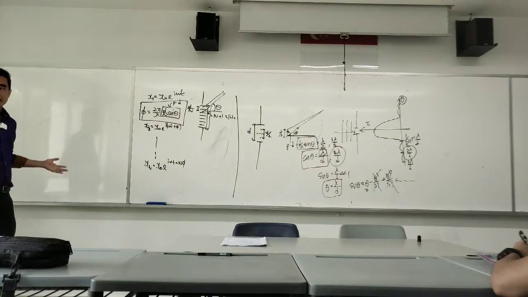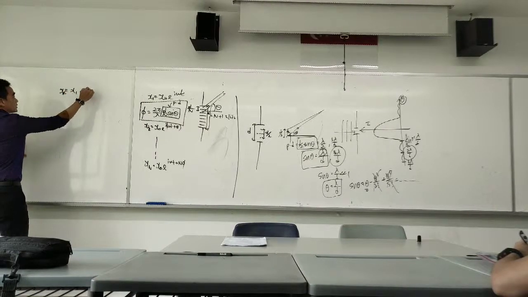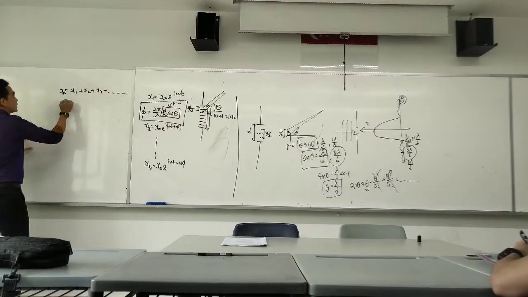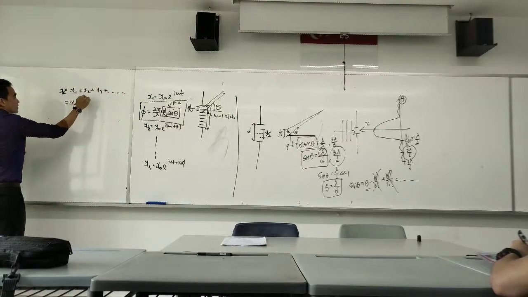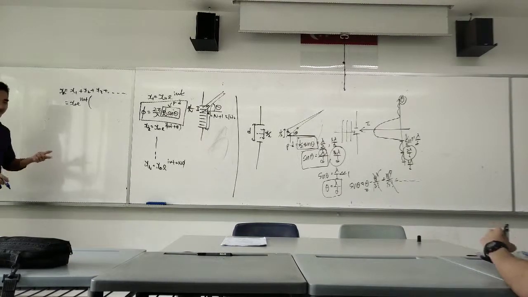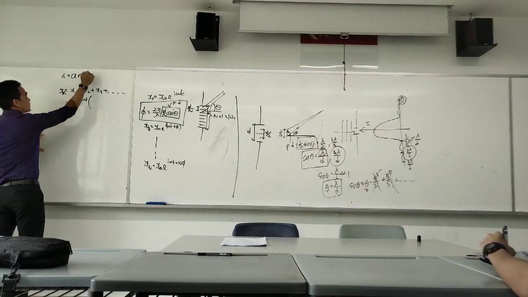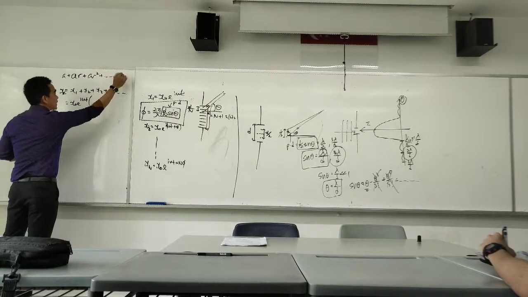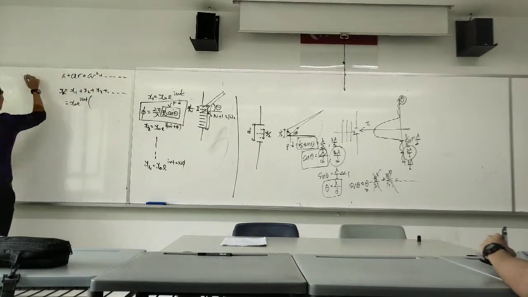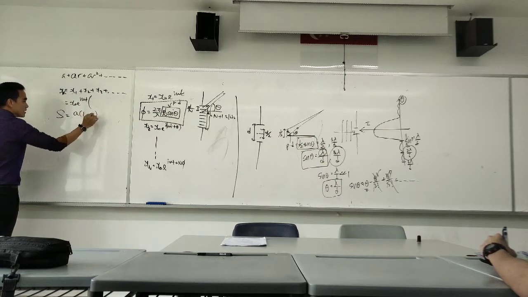So what we do is that we add them up. So x resulting equals x1 plus x2 plus x3 plus and so on, equals x naught e to the power i omega t. Still remember your AP and GP? Remember that A plus AR plus AR squared plus, up to N terms, the sum is equal to A times 1 minus R to the power N over 1 minus R.